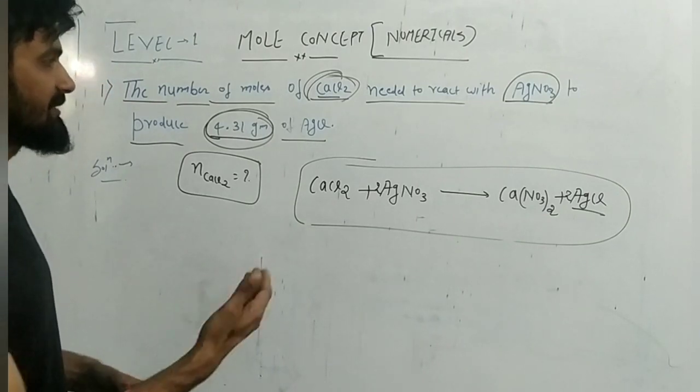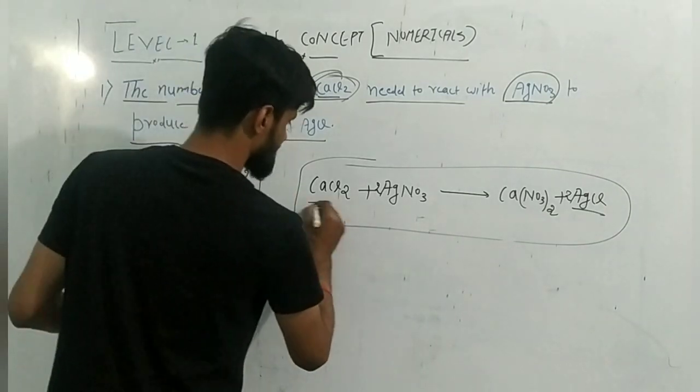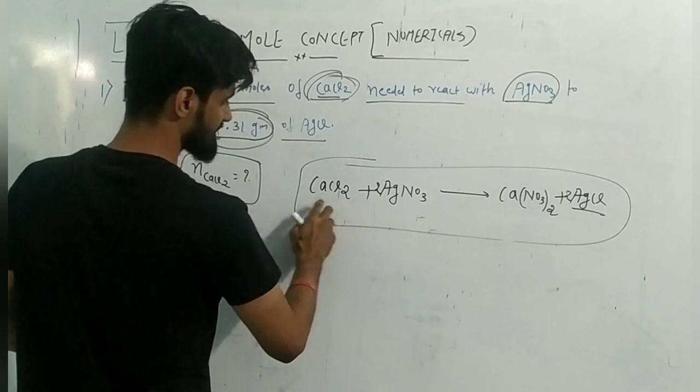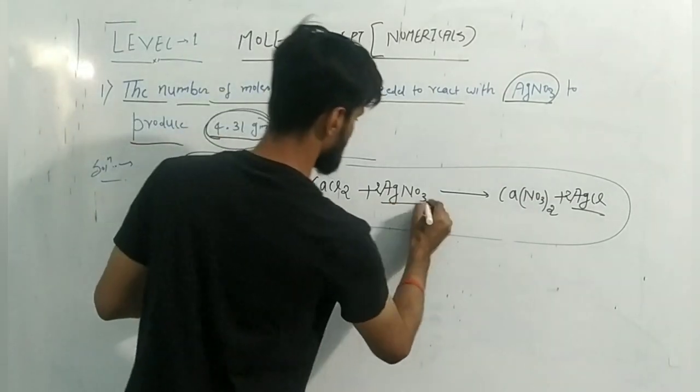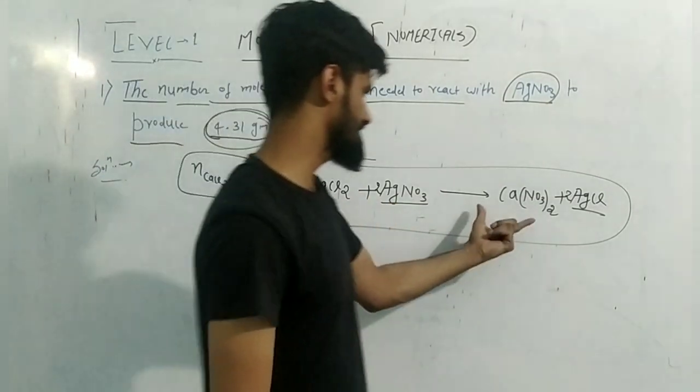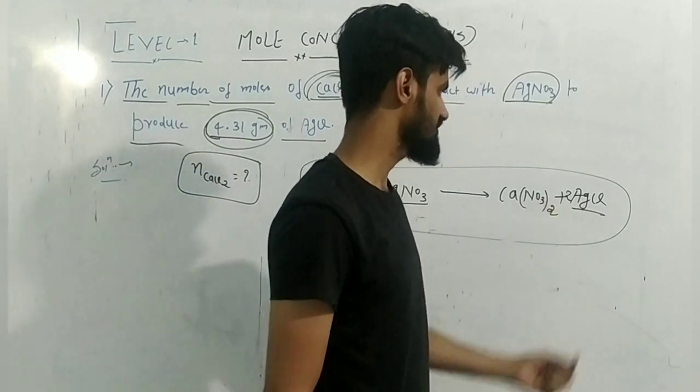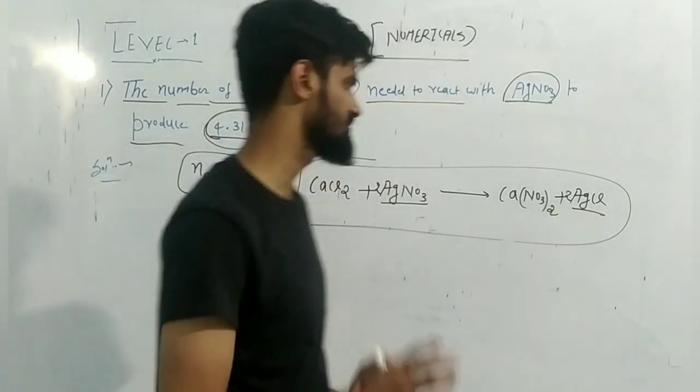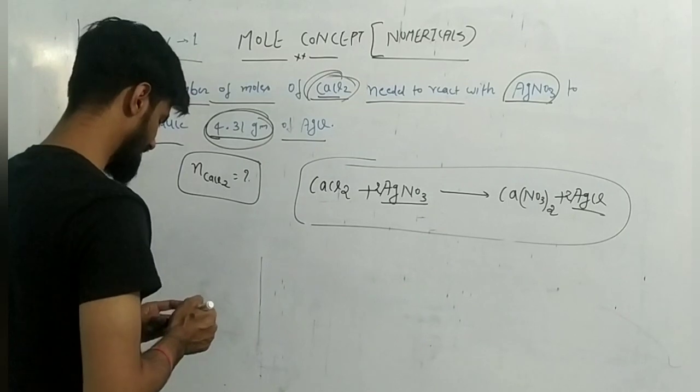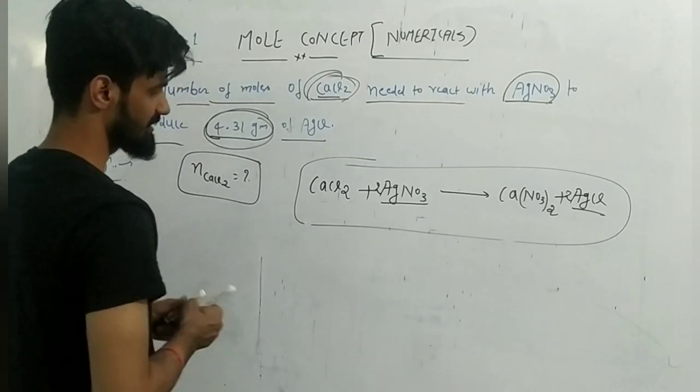Now understand in which way we will be approaching here. The stoichiometry coefficient of CaCl2 is 1, the stoichiometry coefficient of AgNO3 is 2, the stoichiometry coefficient of Ca(NO3)2 is 1, and the stoichiometry coefficient of AgCl is 2. Okay, so I think it will be very clear to all of you. Now just understand what you have to do.